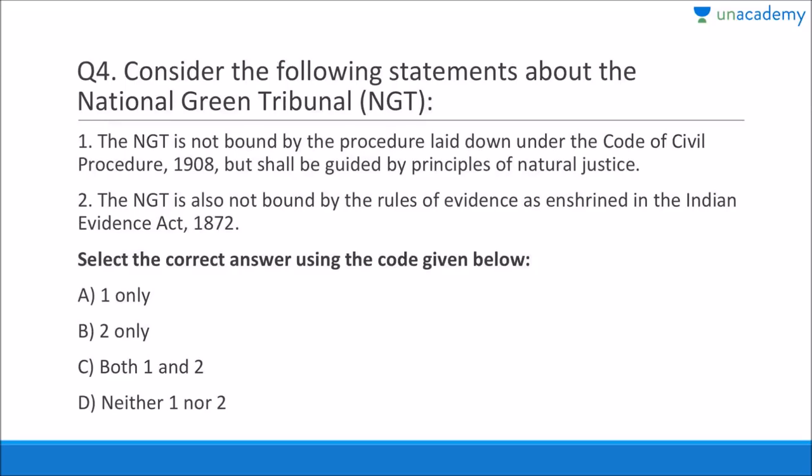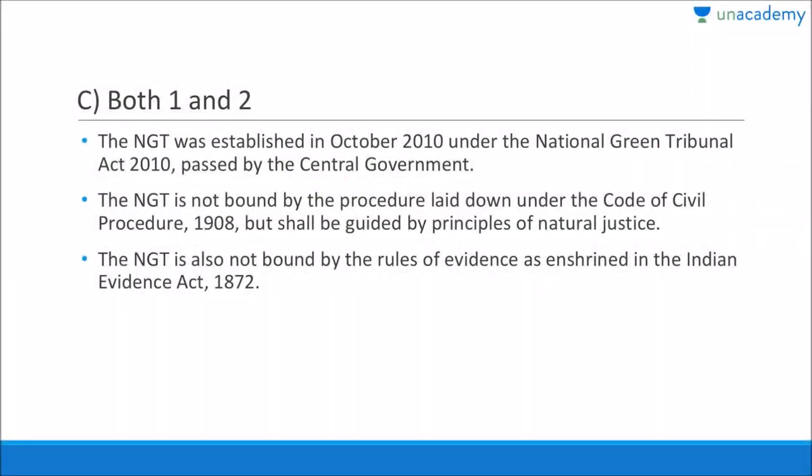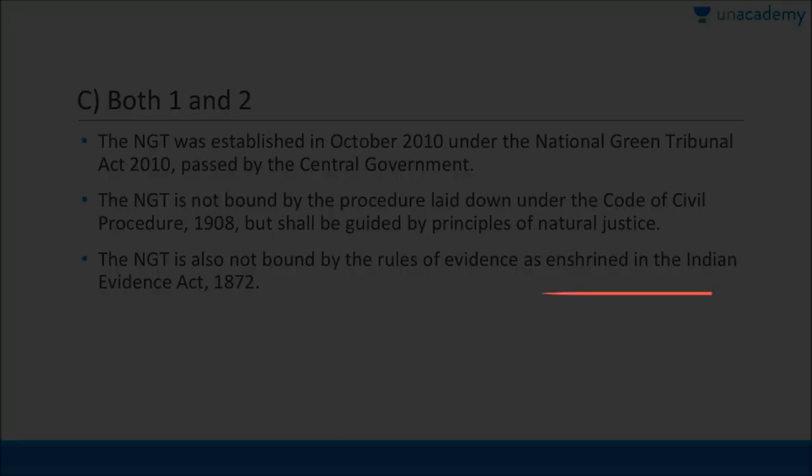Question number 4. Consider the following statements about National Green Tribunal. It is not bound by the procedure laid down under the Code of Civil Procedure 1908, but shall be guided by the principles of natural justice. That is correct. It is also not bound by rules of evidence as enshrined in the Indian Evidence Act of 1872. So both the statements are correct. It was established in October 2010 under the National Green Tribunal Act of 2010, and it is not bound by the procedure laid down in the Code of Civil Procedure, but shall be guided by principles of natural justice. And it is also not bound by the rules of evidence as enshrined in the Indian Evidence Act of 1872.